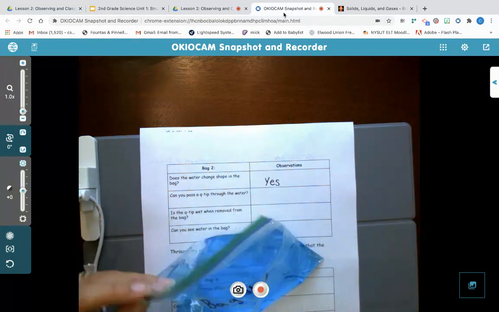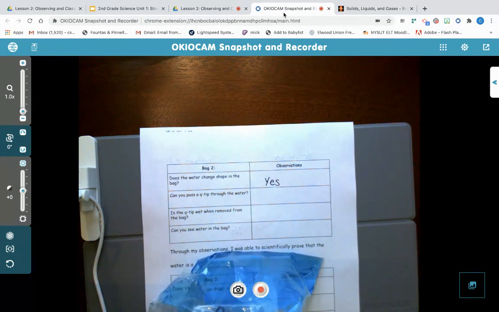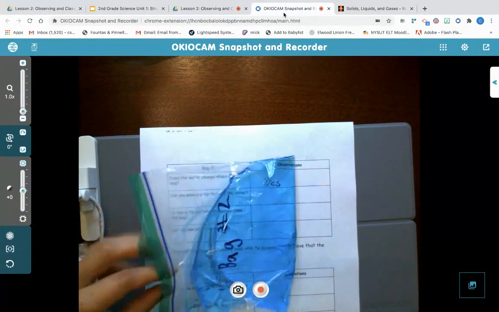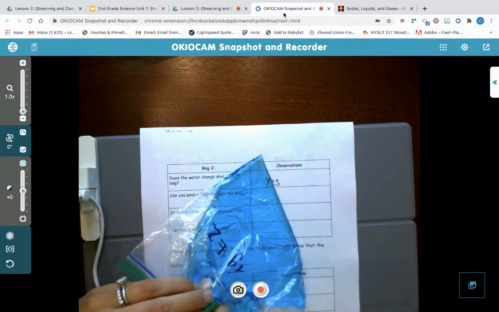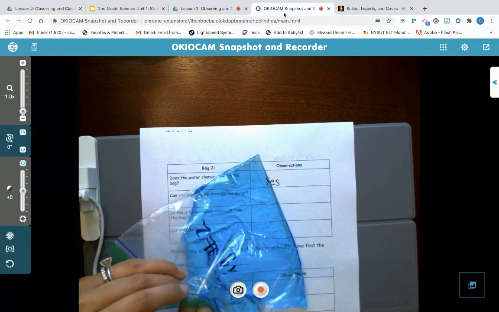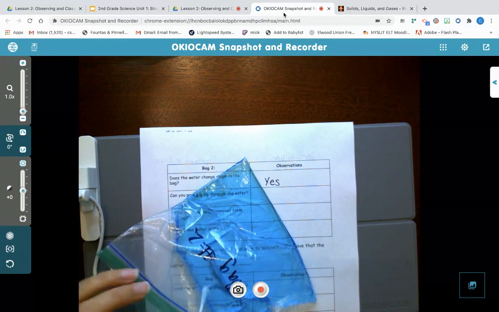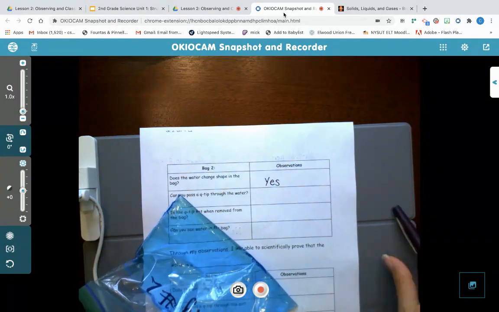Next question. I have to be careful not to make a mess here while I do this. The next question that we need to ask here is, can you pass a Q-tip through the water? So watch and observe. Let me see if I can. Okay, can you see that? I'm able to pass the Q-tip through the water. So you can write the word yes. I will do that too.